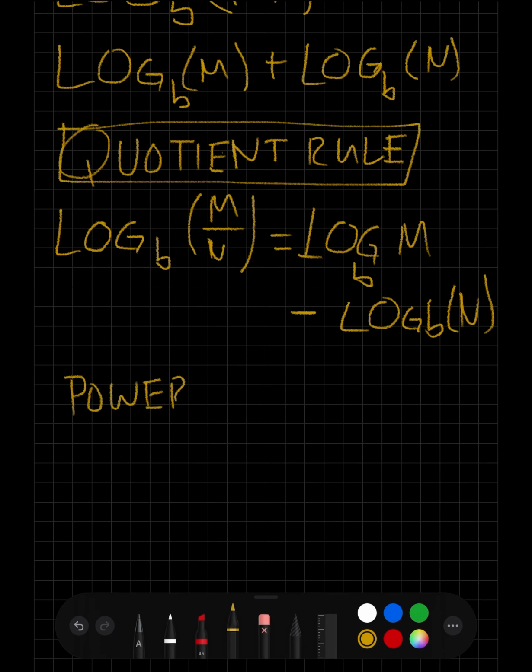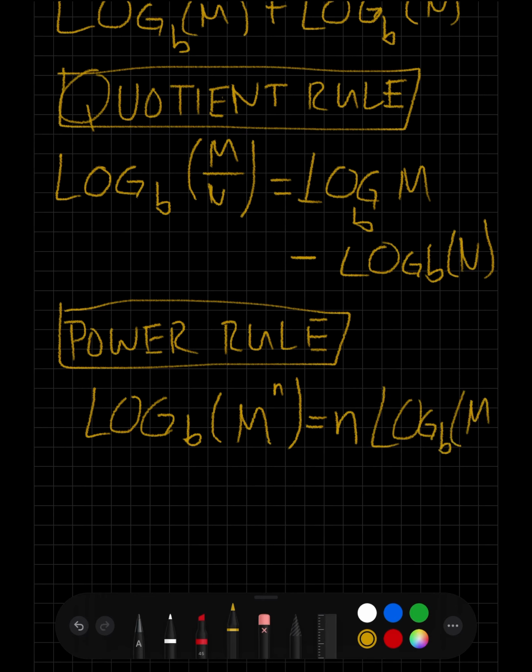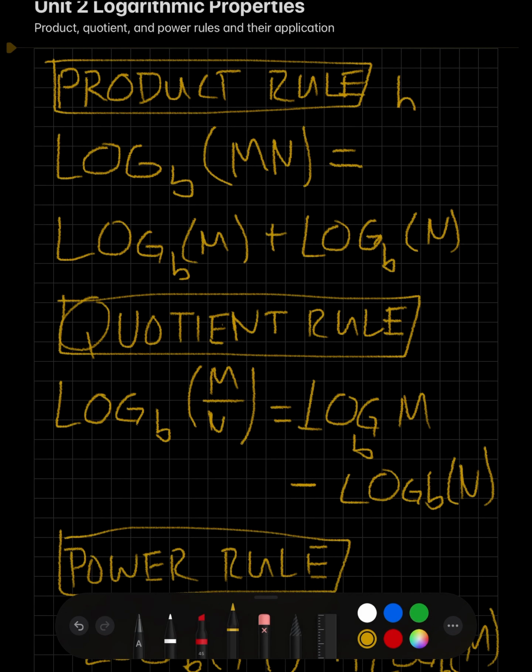And we also have the power rule, which tells us if I take log base b of m raised to the nth power, that's equal to n times log base b of m. I can bring that exponent down in front like this. And I realize I forgot something with our product rule, which is that our base has to be greater than 0 for this product rule to work. This only applies when the base is greater than 0.